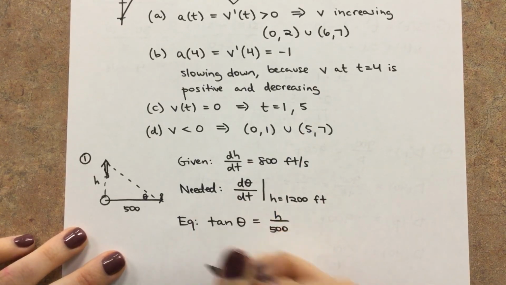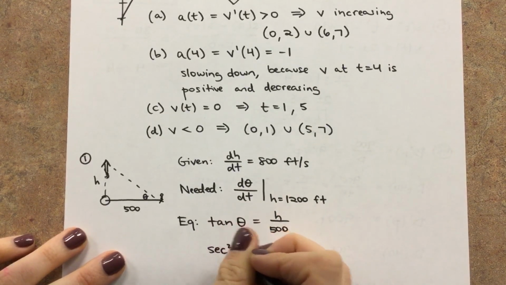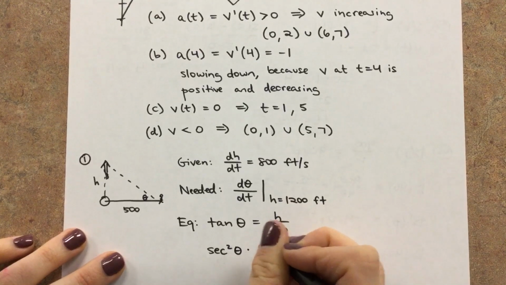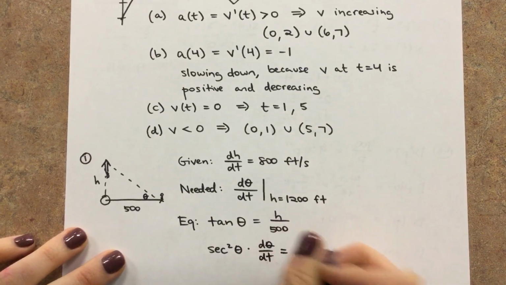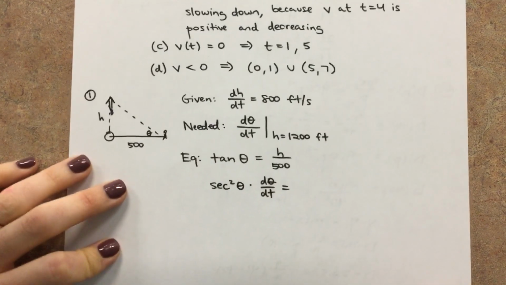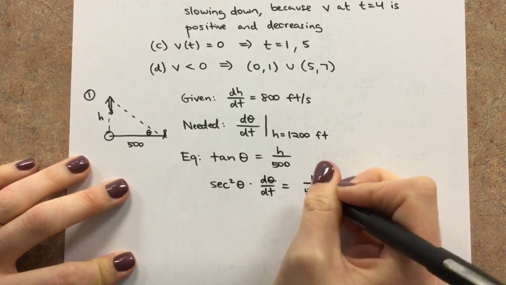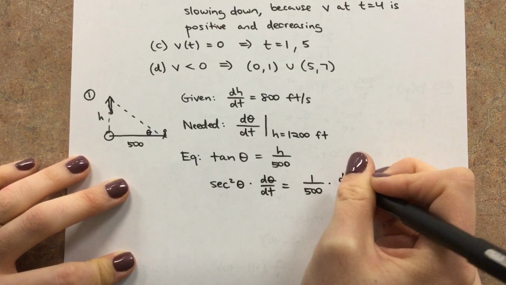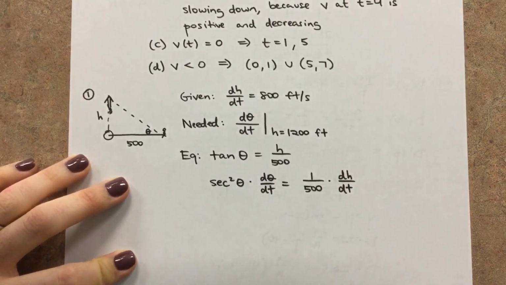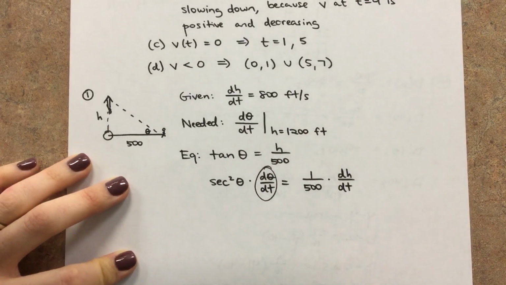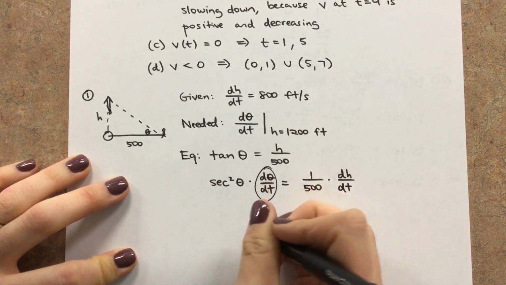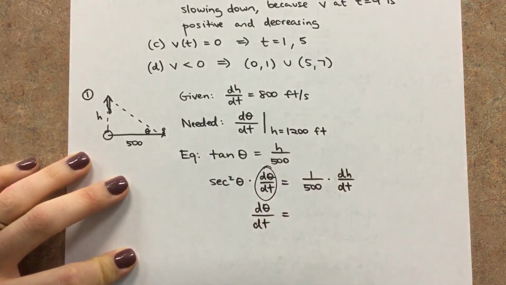So the derivative of tangent is secant squared, that's the derivative component, multiplied by the correction factor, equals, and then remember this isn't actually a quotient, it's just 1/500th times h. So the derivative would be 1/500th, and the correction factor would be dh by dt. So we're trying to solve for this. To get this by itself, we would divide both sides by secant squared.